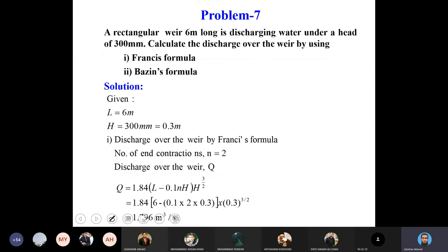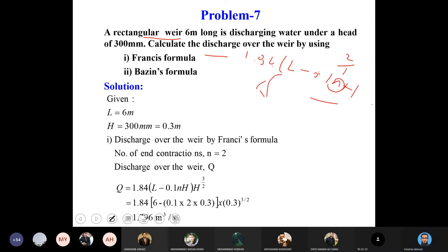A rectangular weir which is 6 meters long is discharging water under a head of 300 millimeter. Calculate the discharge over the weir by using Francis and Bazin's. So now we have to compare the discharge calculated first by Francis, then by Bazin's. I think at the moment you have sufficient knowledge to solve this problem. For Francis, the formula is 1.84 (L - 0.1 nH) H^(3/2). Since it is a simple weir, n will be 2, two end contractions. So you can solve it and find Q.